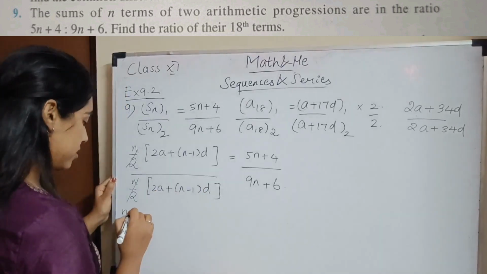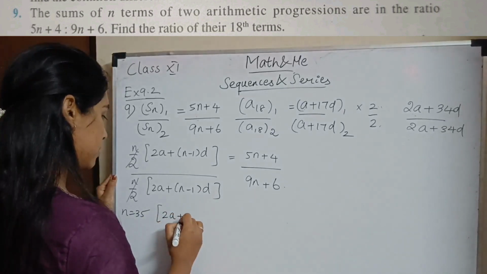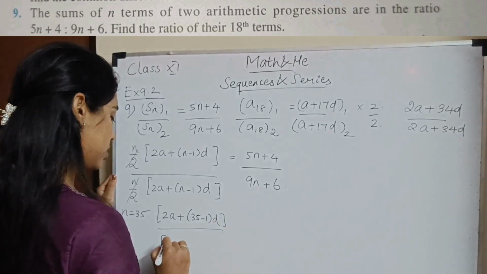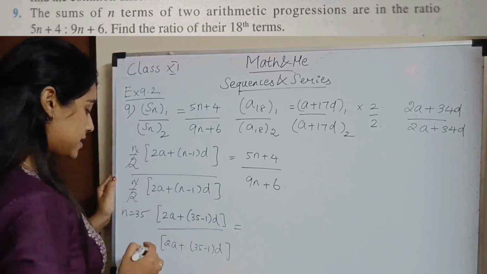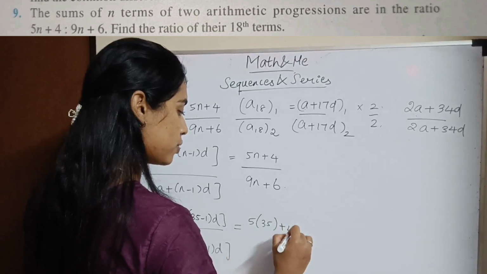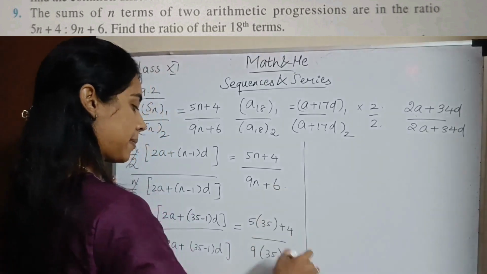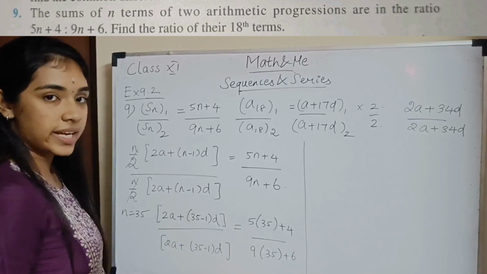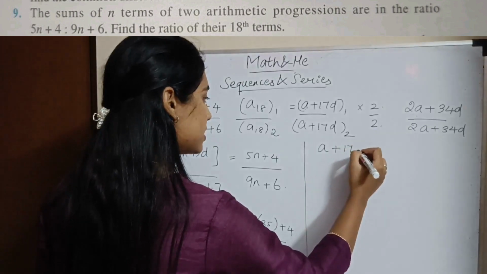In order to have 34 here, what should your n value be? 35. So taking n equals 35, you have 2A plus 35 minus 1 times D divided by 2A plus 35 minus 1 times D equals, substituting 35 for n here also, 5 times 35 plus 4 divided by 9 times 35 plus 6. So what do you have? 2A plus 34D, 2A plus 34D. So now I'll take the 2 outside and cancel both 2s in the numerator and the denominator. So I have A plus 17D.